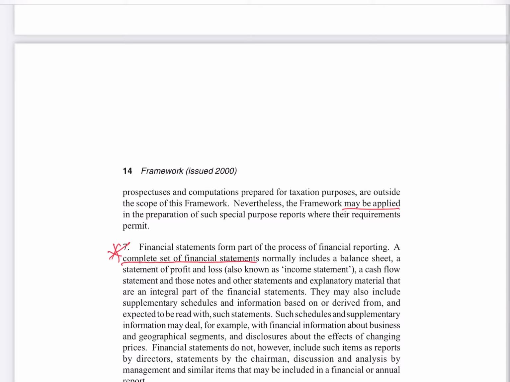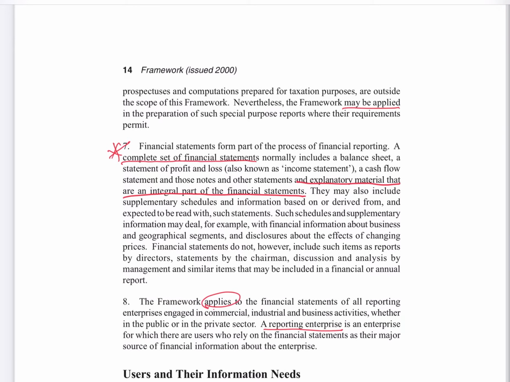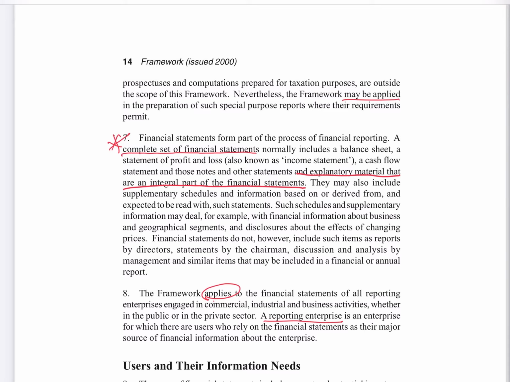And when we say a complete set of financial statements, it includes a balance sheet, a statement of profit and loss, which is also called the income statement, a cash flow statement, and notes and other statements and explanatory material that are an integral part of the financial statements. So when we say financial statements, it does not include reports by directors, statement by chairman, discussion and analysis by management, and similar items that may be included in the financial or annual report. But it may include segment reporting, all the reports related to the business.